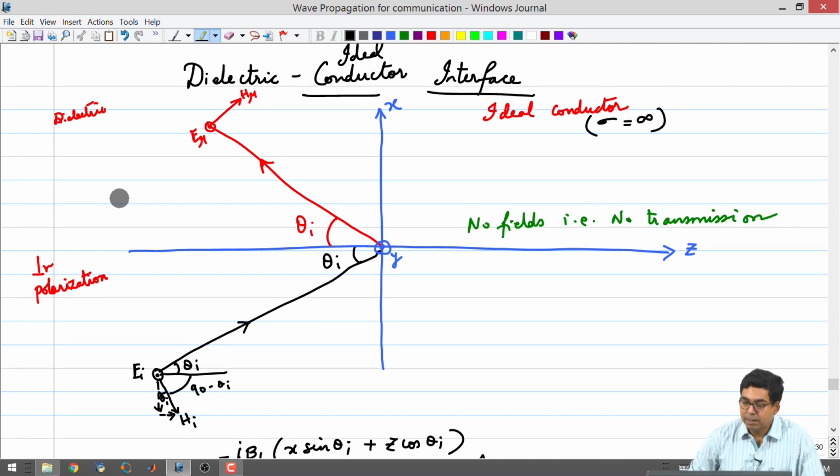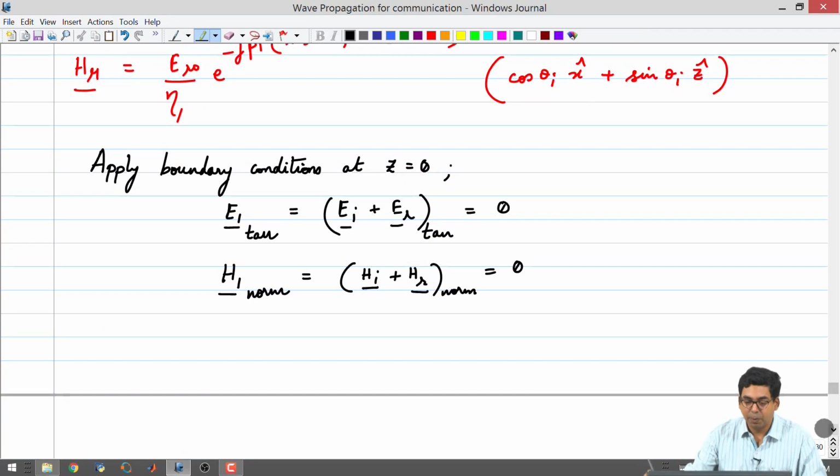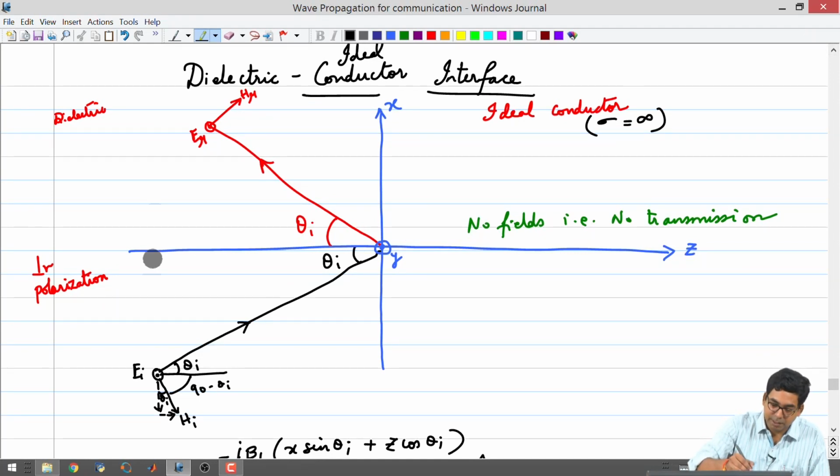We know that inside an ideal conductor there are no fields, and the electric field is equal to 0. In this case the electric field is tangential. So, that means that the boundary condition that needs to be satisfied is E1 tan equal to EI plus ER tan. There is no transmitted electric field, which means that the constant lines in z direction where the electric fields are 0 can be thought of as the surface of a conductor itself. It is as though you have placed an ideal conductor at some location.